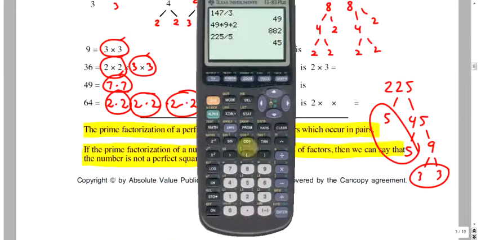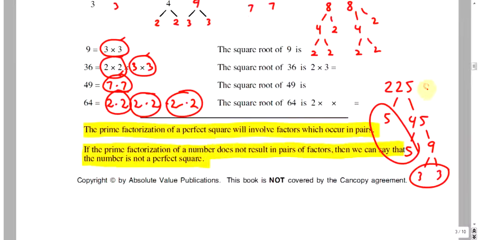What's the square root of 225? Anyone know? No, because we don't do up to the 15 times table. You only go to 12. If I would have written 144, you would know that's 12 times 12, right? 15 times 15 is 225. That 225 is a perfect square.